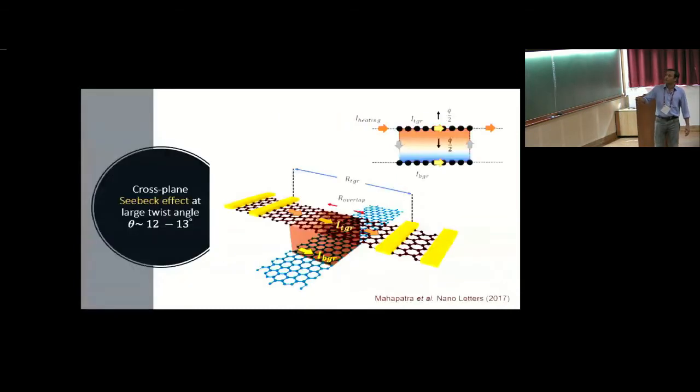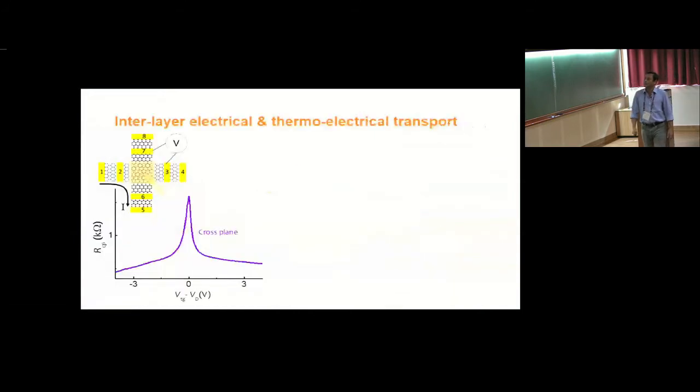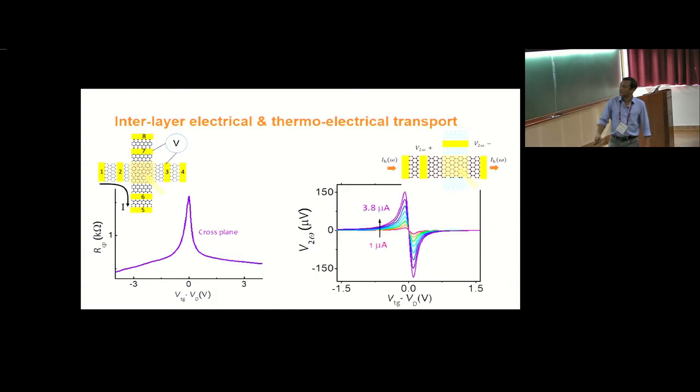Here, what we do is pass a current to the upper graphene, heat it up, and then measure the voltage between upper and lower layers. If you take the standard electrical transport, you see the R cross plane, as you dope the graphene using the top gate, it comes down like the standard graphene, and you get a standard bell-shaped curve.